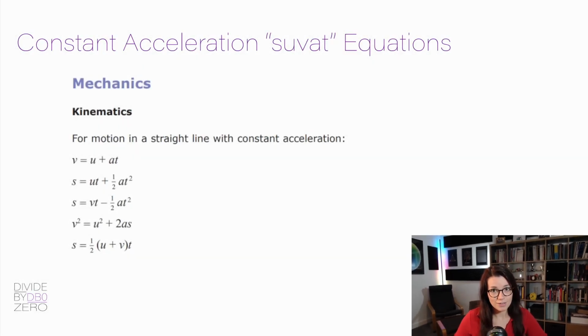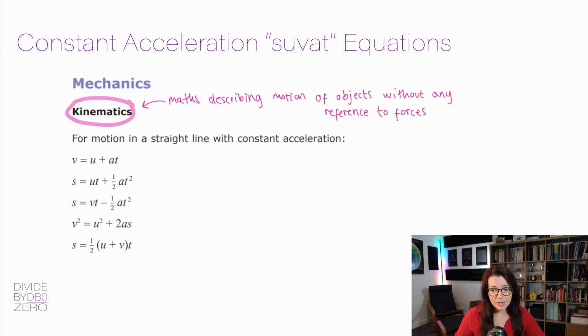So here are the suvat equations. No matter what exam board you're using for A-level, you should be given these in a formula book. This is an extract from the Edexcel formula book, and it's underneath the kinematics section of the formula book. Kinematics is just maths describing motion of objects without any reference to forces. Now, we can only use these equations when we have constant acceleration. That's really important. And I'll go through what each of the letters mean now.